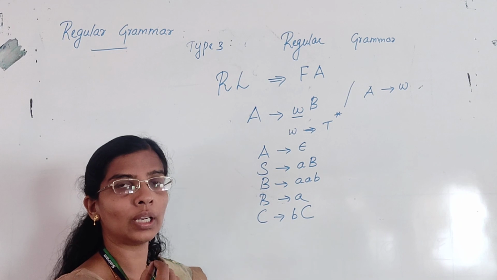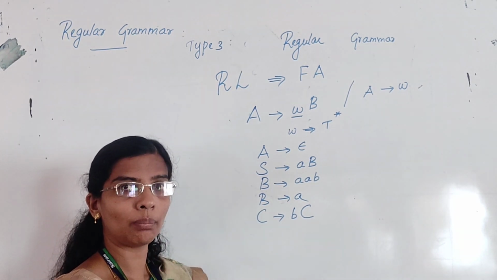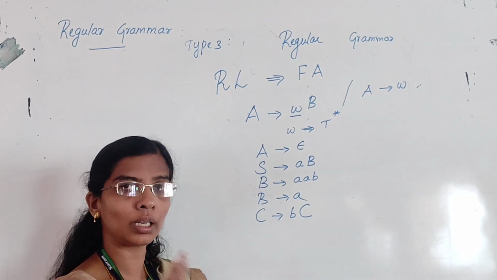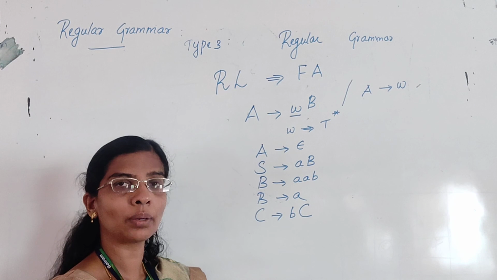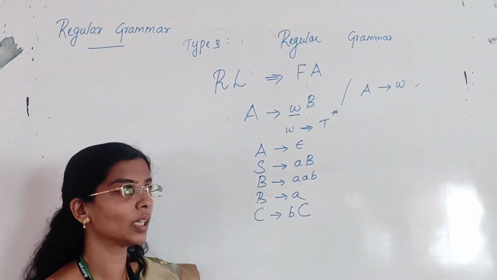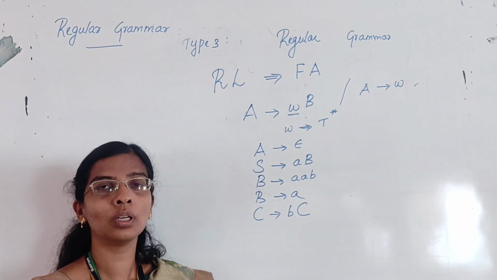Regular grammar is type 3 grammar, and the corresponding language is type 3 language, or regular language. This regular language is the language accepted by my finite automata. So in the next video we can discuss sums related to regular grammar.